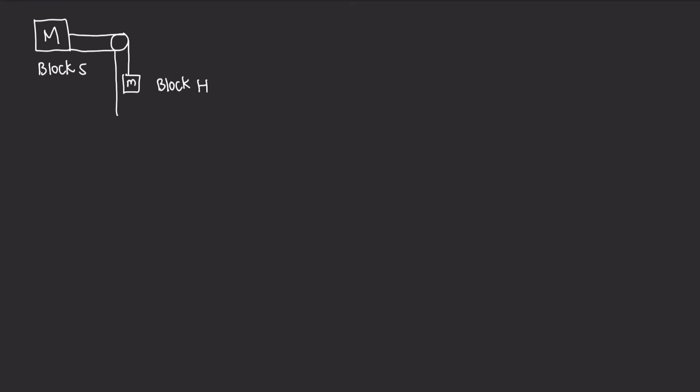So in this case, we have a block on a table and one block hanging, and both of them are connected by a cord that wraps over a frictionless pulley. So block S over here, we're going to set the mass as 3.3 kilograms. And then block H over here with the smaller m, we're going to set that to 2.1 kilograms.